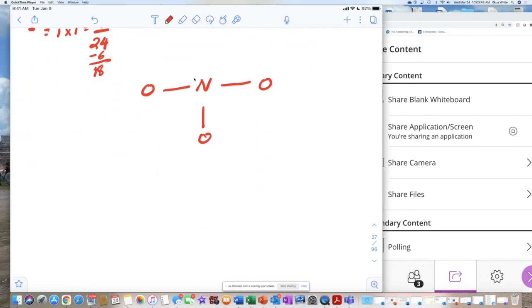Make octets of the surrounding elements. 1, 2, 3, 4, 5, 6 for each oxygen. 6 times 3, 18, minus 18. Look at that. Man, we finished the electrons fast.